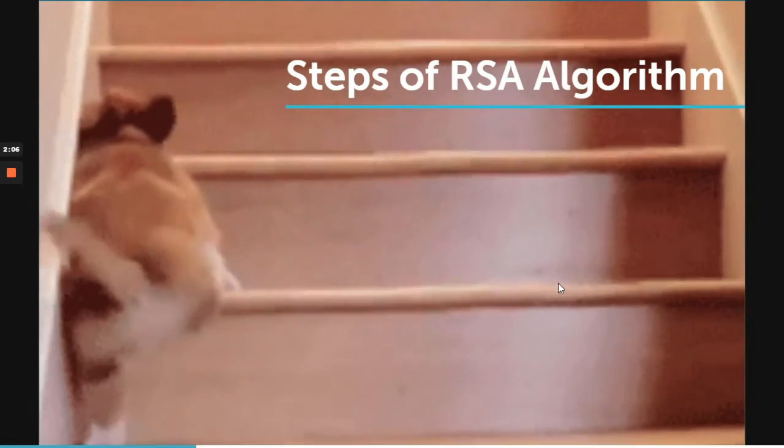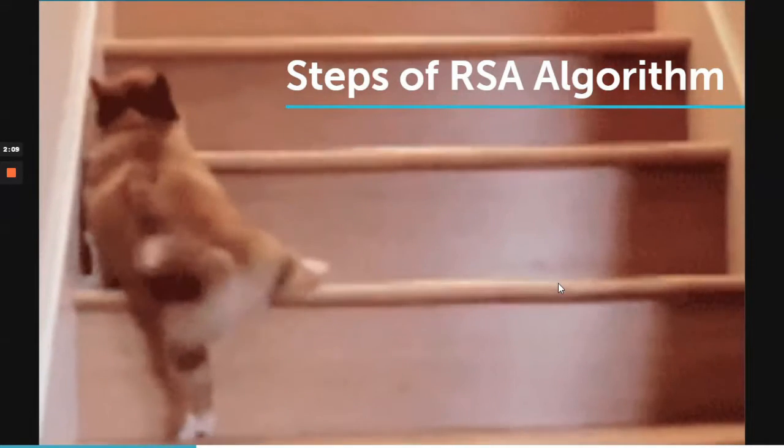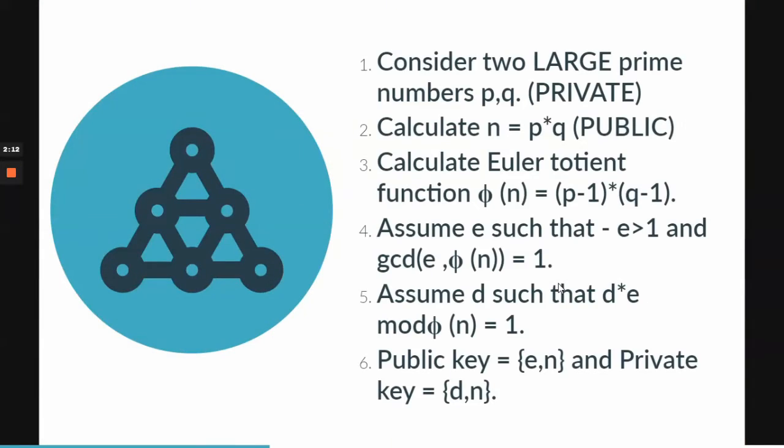The steps are not as hard as they look, but let us see. These are the steps of the algorithm. First one is to consider two large prime numbers, P and Q. These P and Q will be private to the user. I will tell you why we need to take large prime numbers later in the video. The second one is the product of P and Q, the product of the prime numbers, n. This n is public. This n will be available to everyone, but P and Q will only be available to the user.